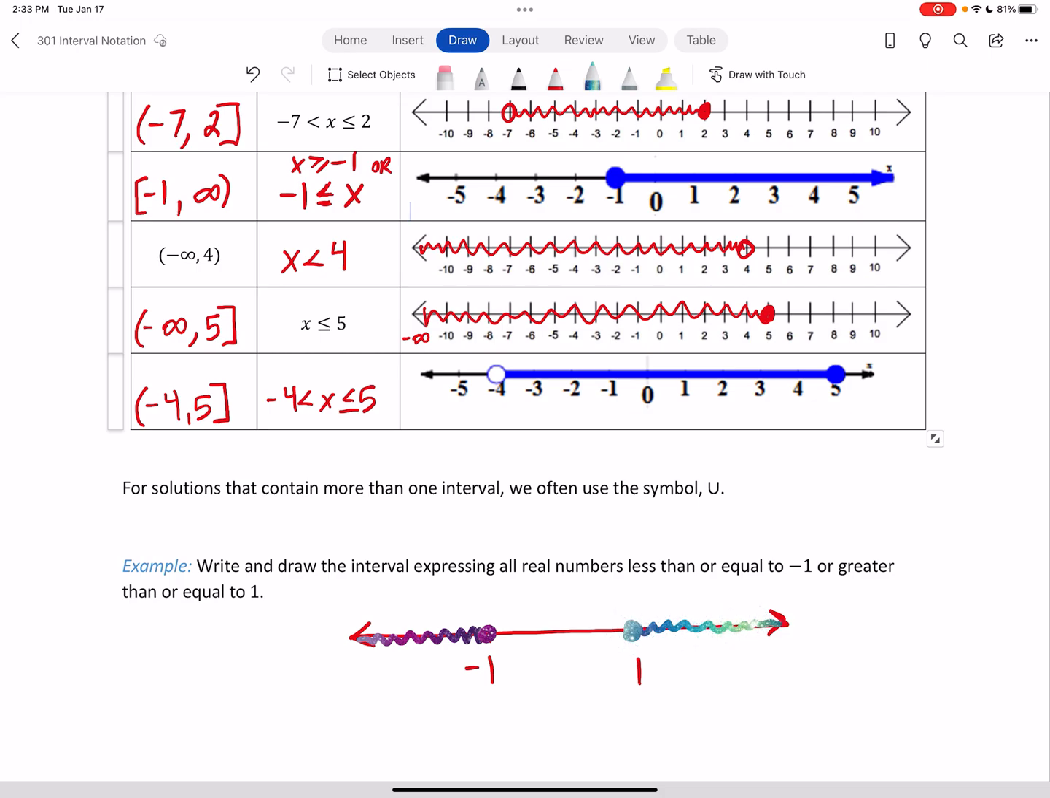Notice that I have two intervals here. I have -infinity to -1, or, so I'm going to put this U symbol in between them, then 1 to +infinity. Remember, infinities always get parentheses, and because it says or equal to, these guys are going to get brackets, filled in circles.